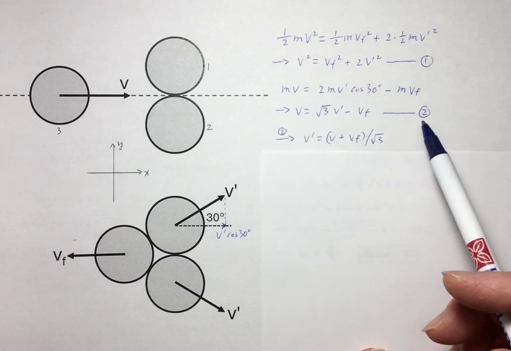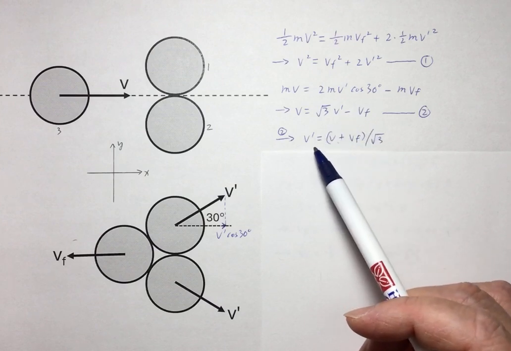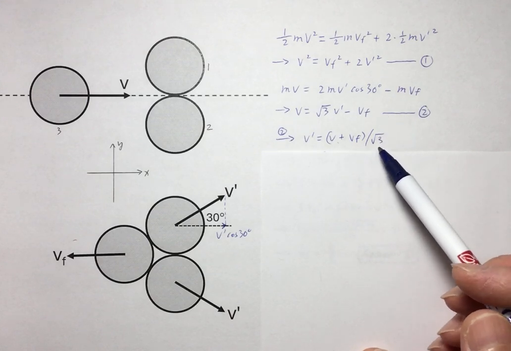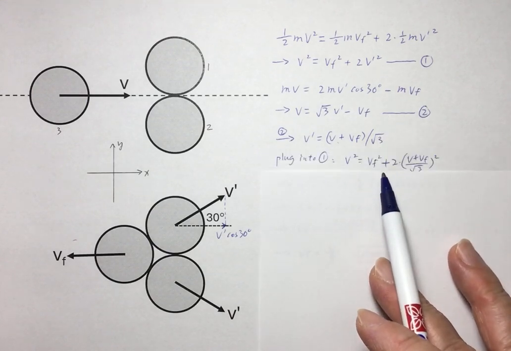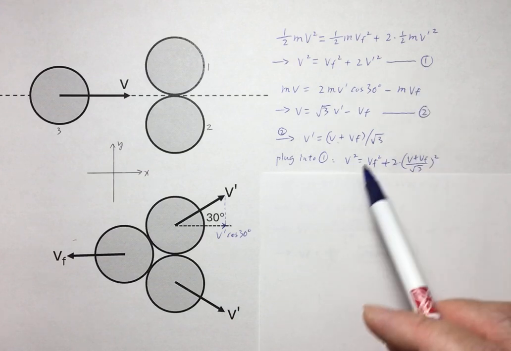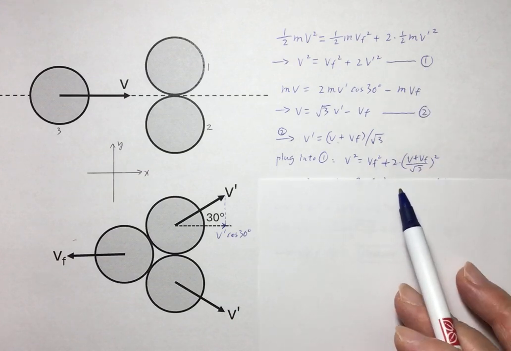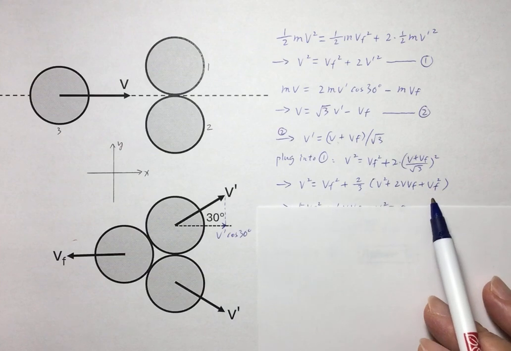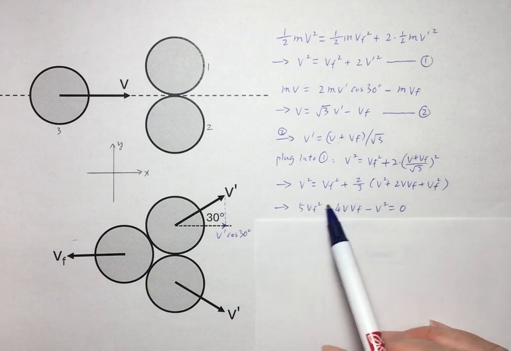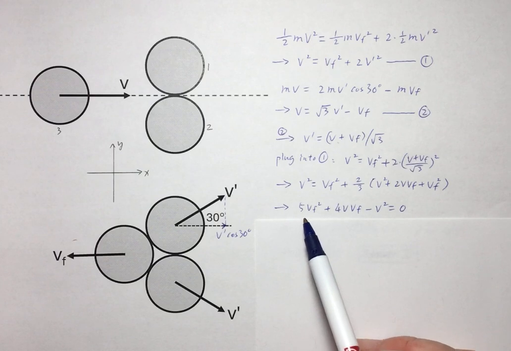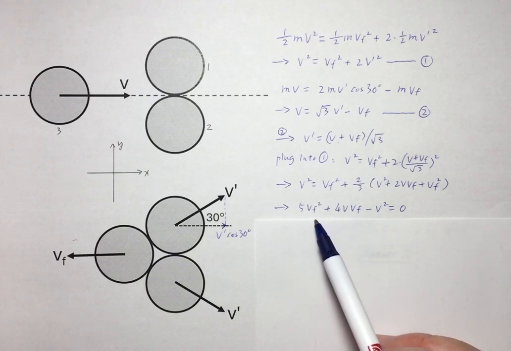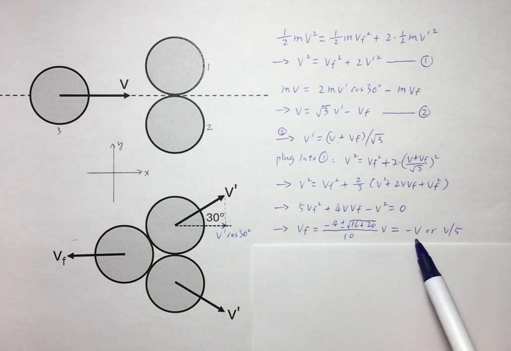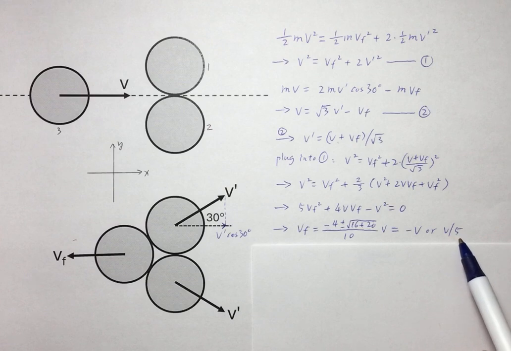Now from equation 2, we get v prime equals (v plus vf) divided by square root of 3, and we plug this into equation 1. Then we get this equation, and we can further clean it up. Eventually, the equation can be cleaned up like this. Then we can solve the equation and get vf equals minus v, or v over 5.